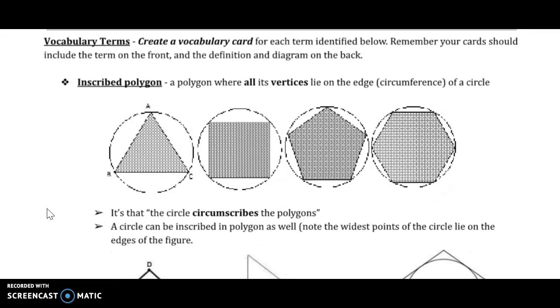So the first term, which may be new to you, is inscribed polygon. That is a polygon where all of its vertices lie on the edge or circumference of the circle. You can have polygons inscribed in other polygons, but the concept is still the same. All of the vertices, which is the plural of vertex, must lie on the edge of the figure.